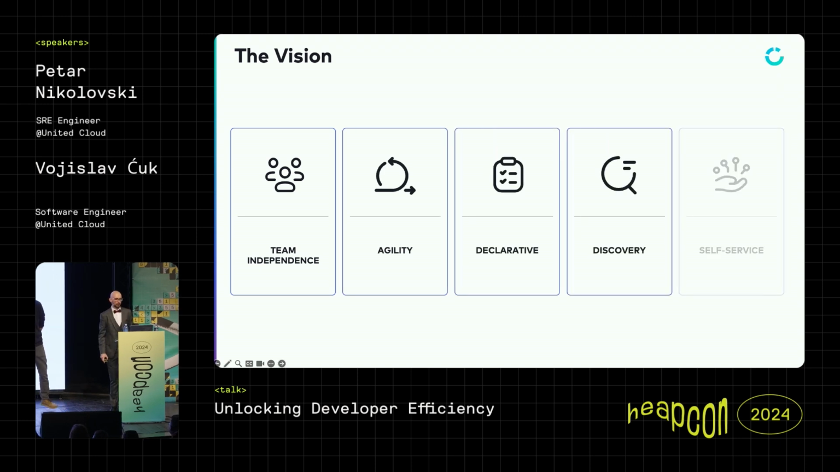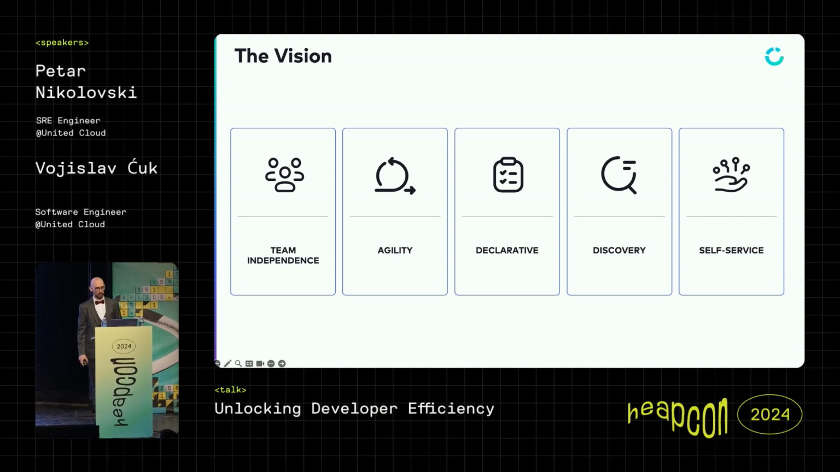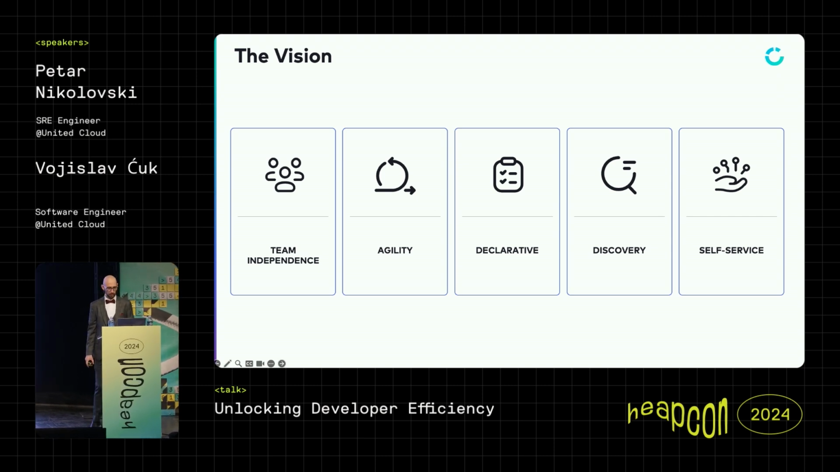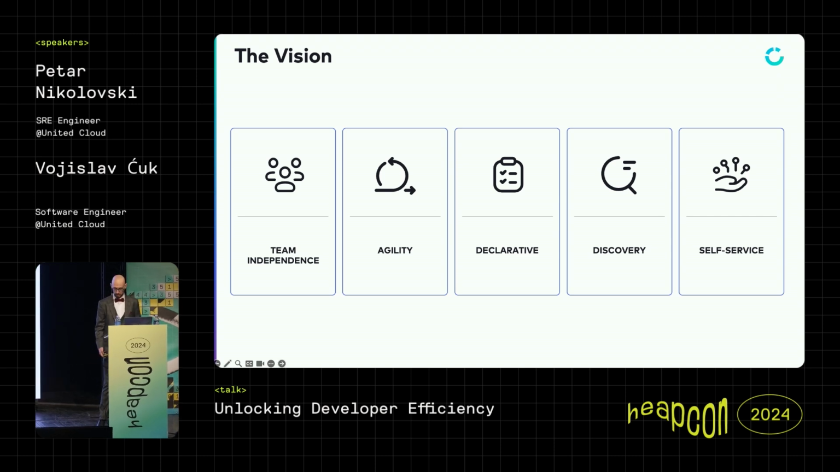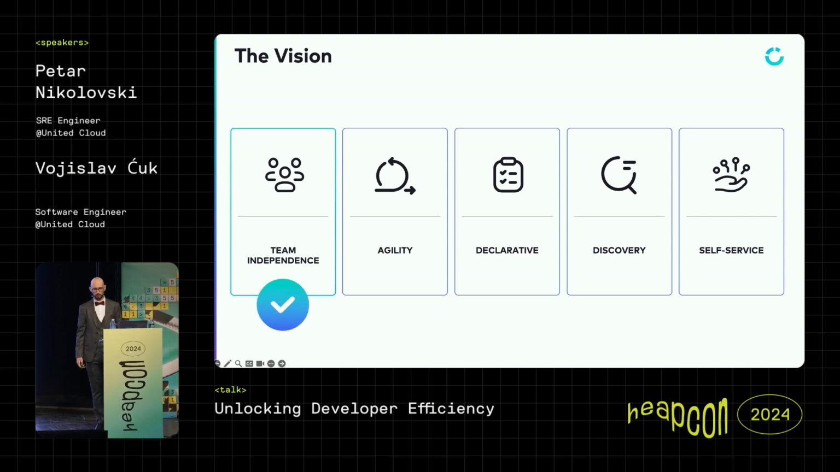At United Cloud, we have several ideals we are striving for. The first is to have the independence of our teams, to be agile, to have declarative infrastructure, to have better discovery of our services, and to achieve self-service. We already have a strong DevOps culture implemented, and that covers the team independence. We use standard agile methodologies, and we also use trunk-based development to reduce integration and development cycles.